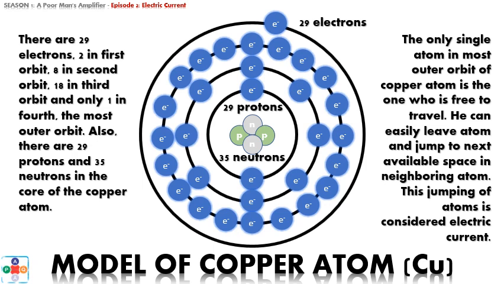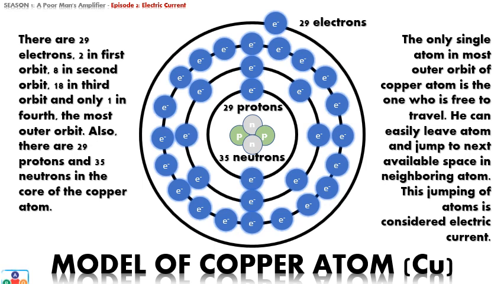Let's take a closer look at the model of the copper atom. The copper atom is made of 35 neutrons, 29 protons and 29 electrons. The 29 electrons are in orbit around the core of the atom, also known as the nucleus. They circle the nucleus in groups at various distances called shells, and there is a whole science dedicated to this matter, but what is important for us is the most outer shell, where there is only one electron.